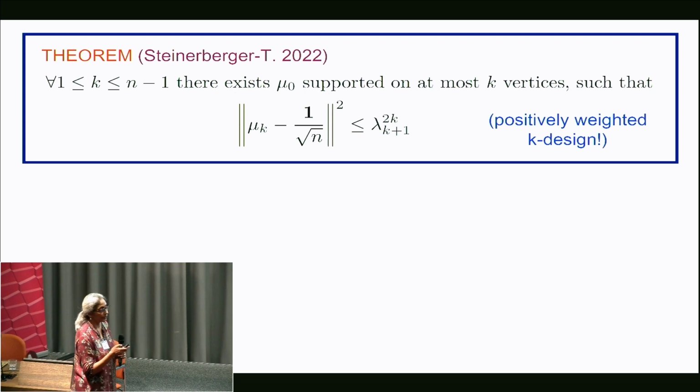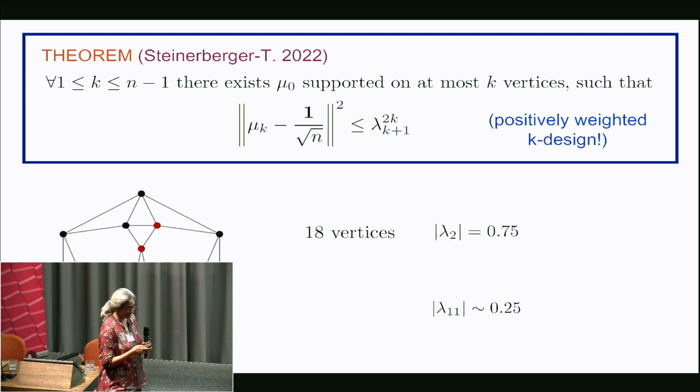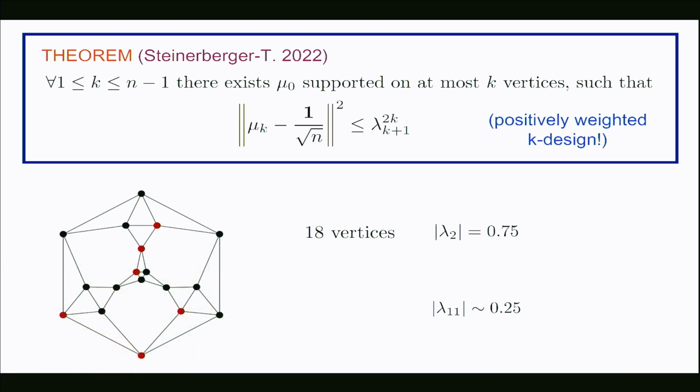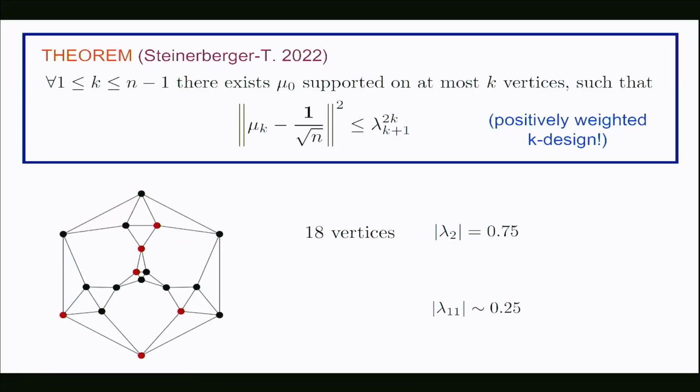So if you start your random walk on one of these designs, here's an example. In this graph, for example, there are 18 vertices. Lambda 2 in absolute value is 0.75. So if you started the usual random walk, it would be controlled by 0.75 to the k. But if you take another eigenvalue like this one, lambda 11, it's only 0.25. And now the theorem will say that there is some vertex set containing 10 vertices, such that if you start your random walk there, then it will converge at this better rate.